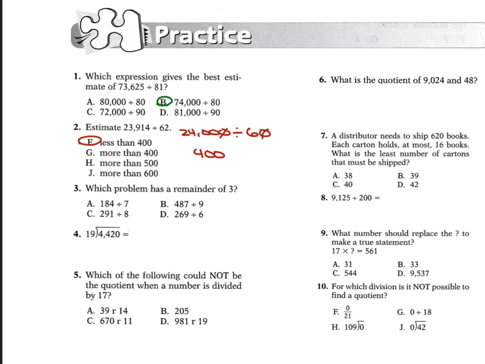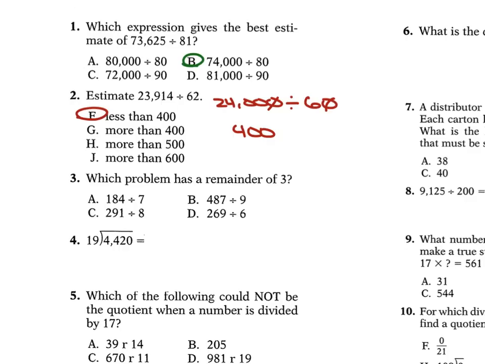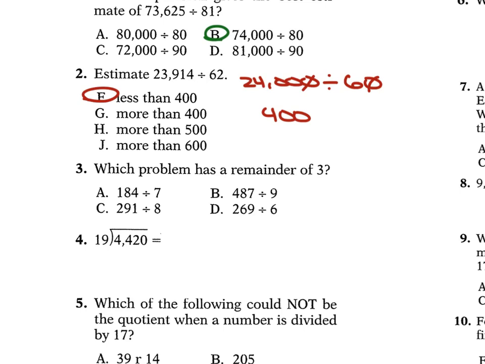For 3, it says which problem has a remainder of 3. For A, we have 184 divided by 7. 7 goes into 18 twice with 4 left over. So 7 goes into 44 6 times with 42. So that's 2 left over. So that's not 3. With C, 8 goes into 29 3 times with 28, so that's 11. 8 goes into 11 once with 3 left over. So C would be our answer.